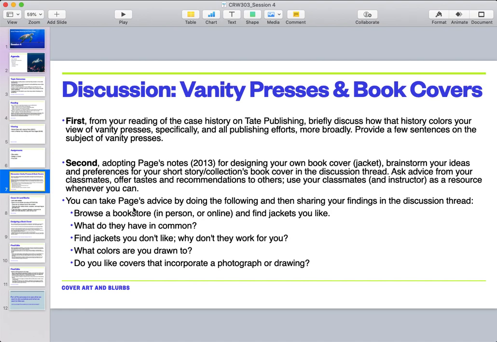So here are some tips and tricks. Browse a bookstore. So it could be in person, it could be online. And just say, what do you like? What draws your attention? What do the things you like have in common? What about ones you don't like? What do they have that doesn't seem to be working for you? What about things like color?